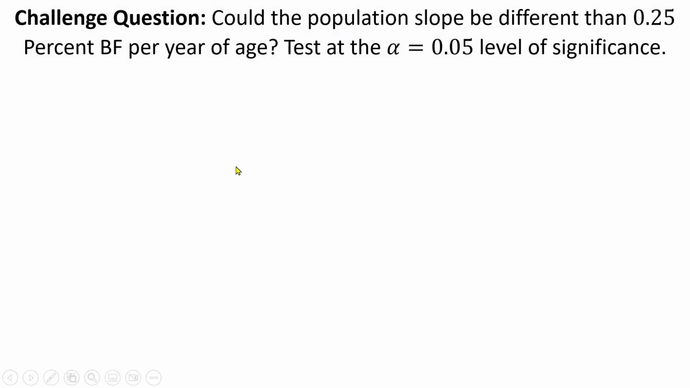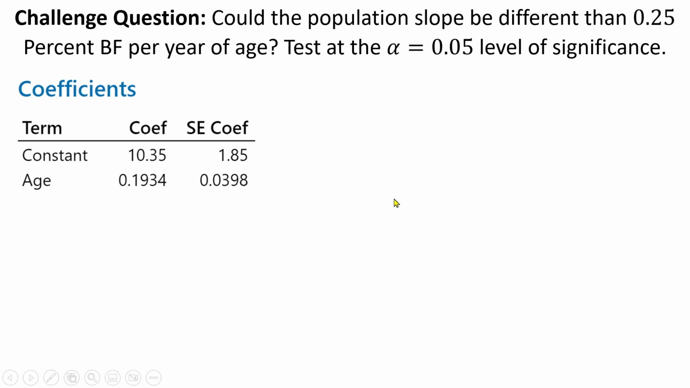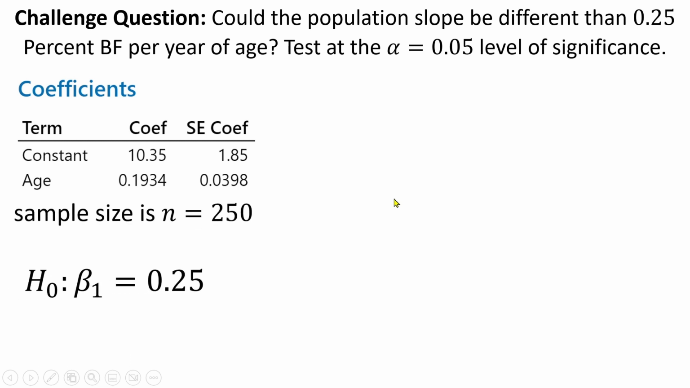Okay, so the last question I asked was sort of a challenge question, and that is, could the population slope be different than 0.25% body fat per year of age? And we're going to test here at the 5% level of significance. So this is really not that much different than what we just did. All we need to remember is that our hypotheses are changed. The null hypothesis is that the true slope, the population slope, is 0.25. The alternative is that it is not equal to 0.25.